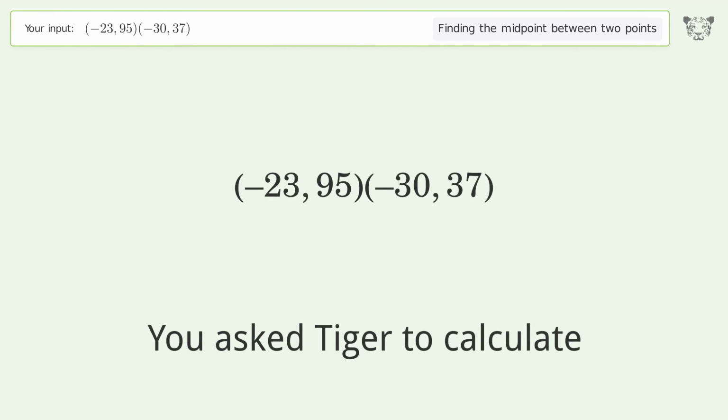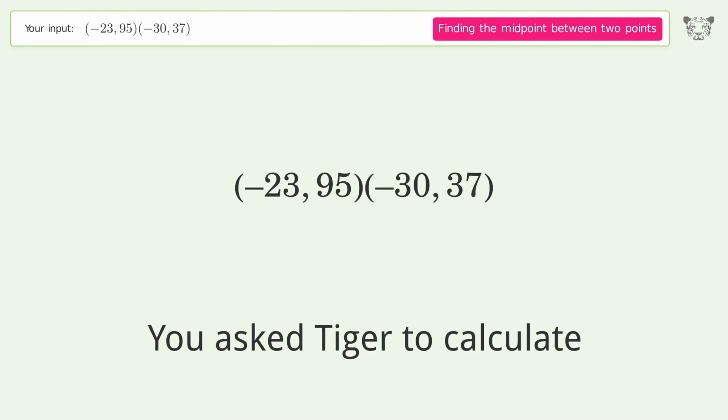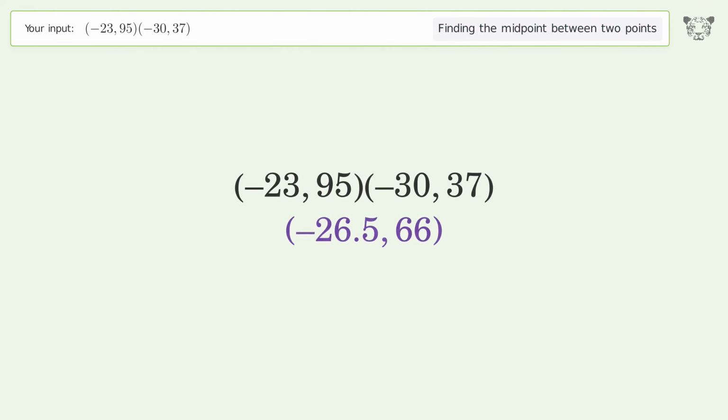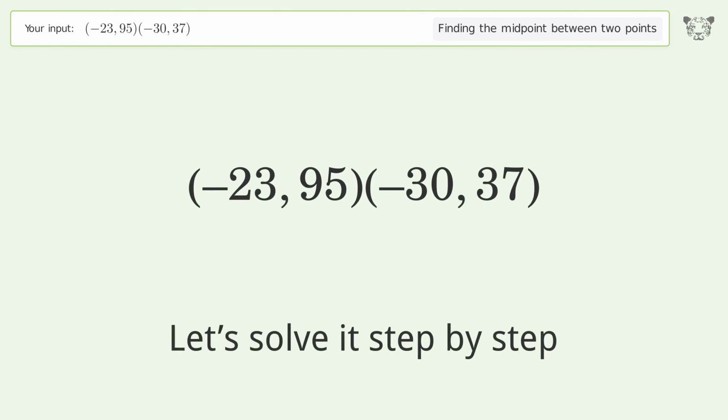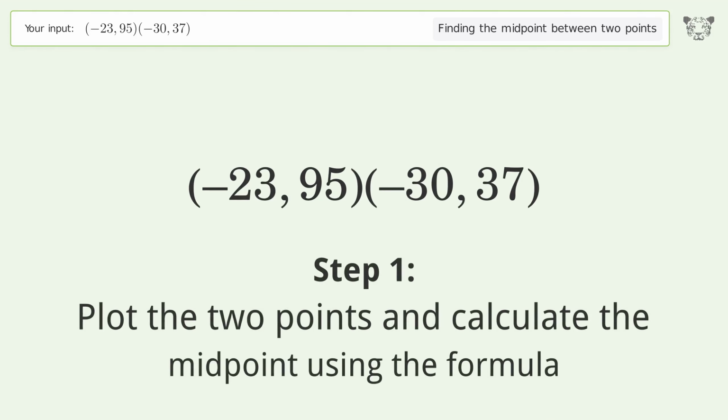You ask Tiger to calculate. This deals with finding the midpoint between 2 points. The midpoint between the 2 points is negative 26.5, 66. Let's solve it step by step. Plot the 2 points and calculate the midpoint using the formula.